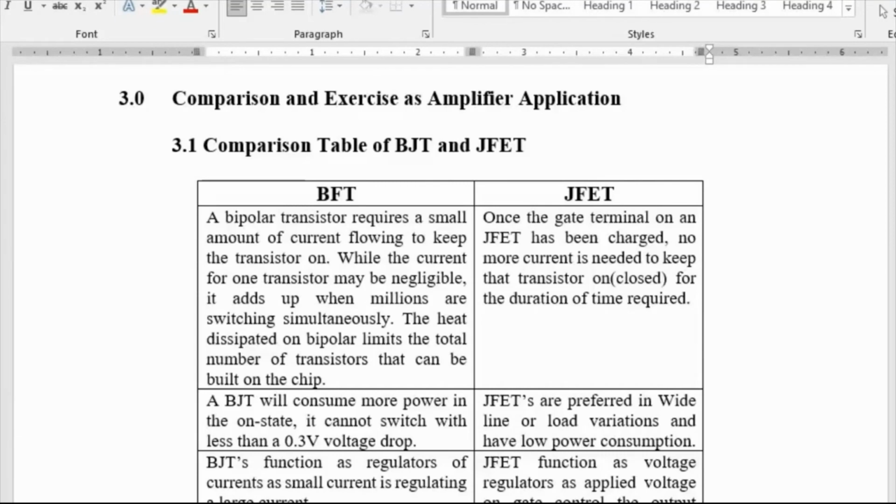Assalamualaikum warahmatullahi wabarakatuh. My name is Maliki bin Muhammad. My matrix number is AA191464. I'm from group 8 and from section 2. And I will be presenting the comparison and exercise as amplifier application for BJT and JFET.